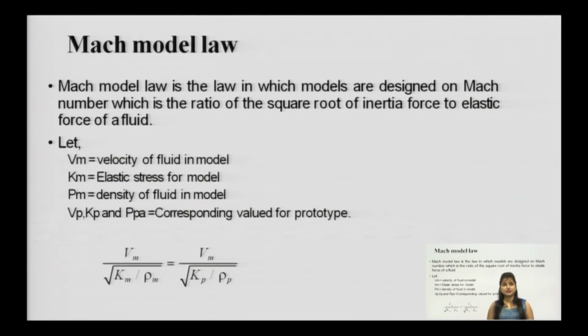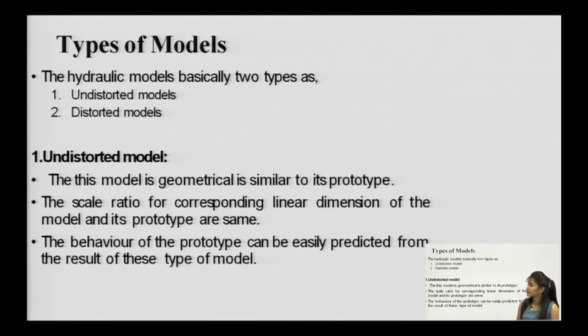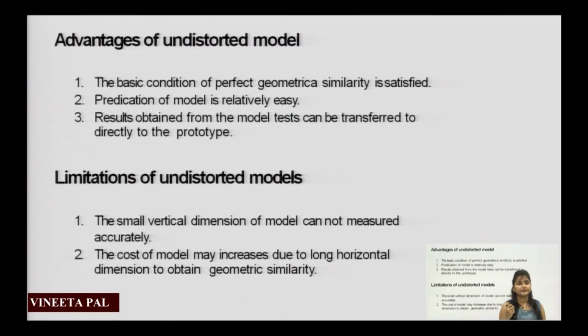Coming to Mach model law, again the Mach dimensionless number will be equivalent for the model value and the prototype value, and it will follow this model law. Models can be of two types, distorted and undistorted. Undistorted means geometrical similarity is the same, and distorted means geometrical similarity is different.